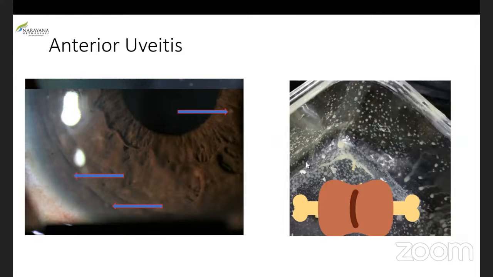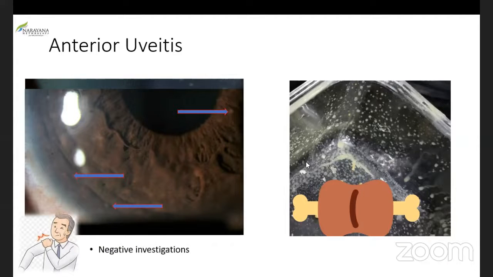The patient has a 2+ reaction, granulomatous KPs. The patient also has shoulder pain. Although all his investigations were negative, the rheumatologist suspected sarcoidosis, which was also our first differential diagnosis in this case.